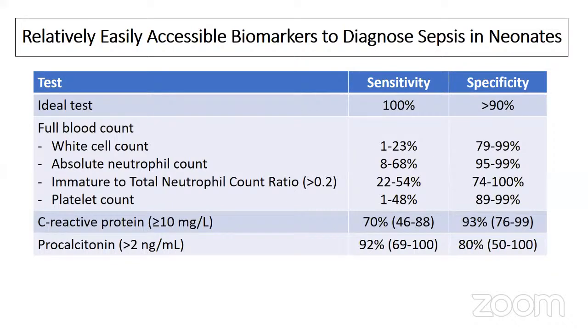So in short, we are going to do blood culture, but if it's negative, it does not exclude sepsis. Then what other things do we have? We have these tests, full blood count and C-reactive protein. But we're talking about a patient who has signs suggestive of sepsis.